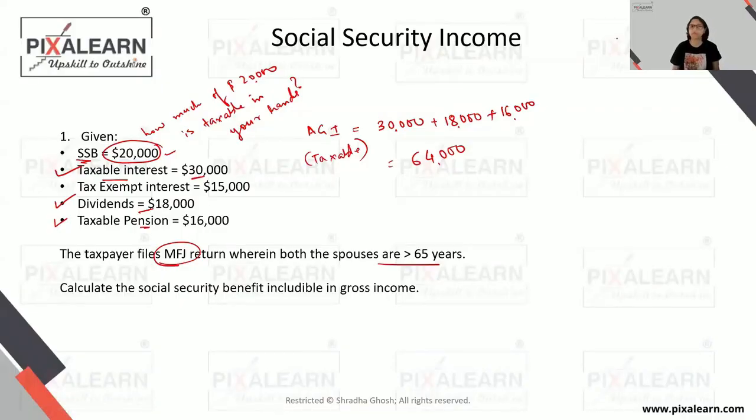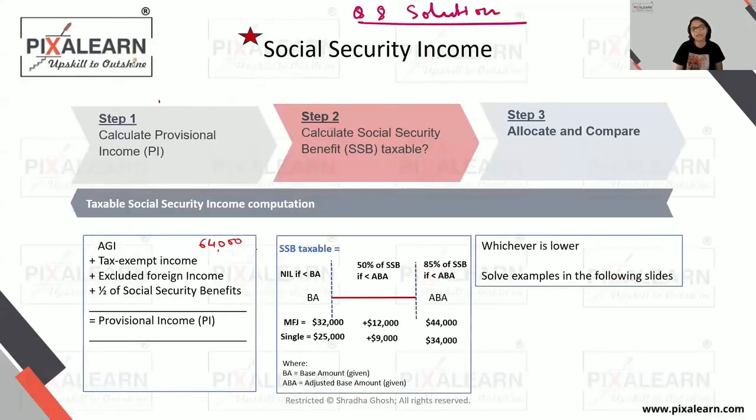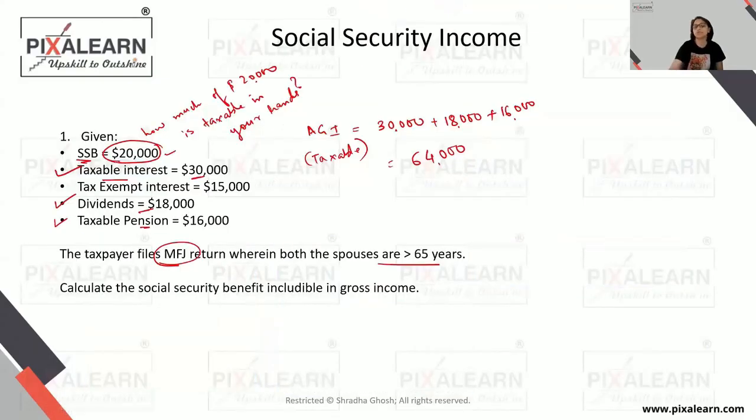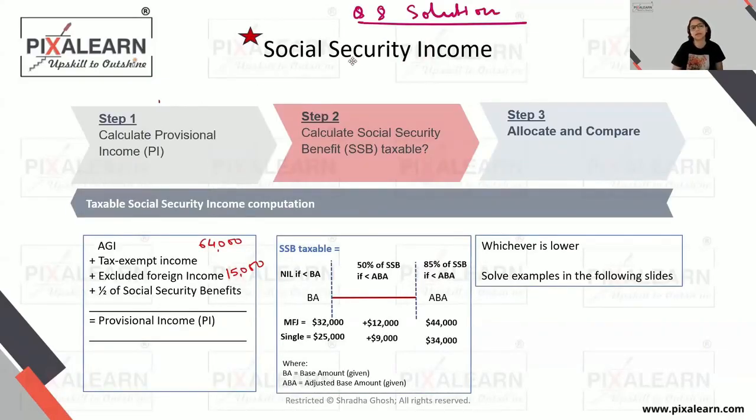Just let me know the figures, okay? And then to this, I'm going to add my tax exempt income of 15,000, and to this I'm going to add half of my social security benefits. So here I know my SSB is 20,000 and I know I'm a married filing jointly couple. These are the points that we already know. So half of your social security benefits is half of 20,000, means it is 10,000. So you add all the three up and you will get your provisional income.